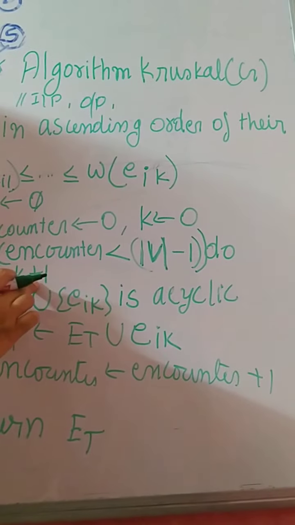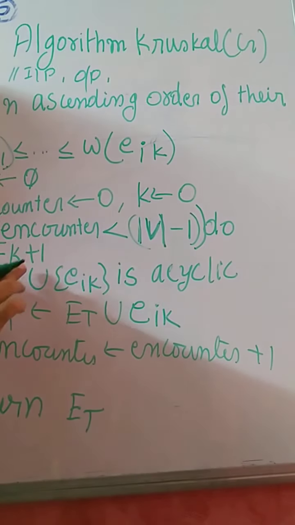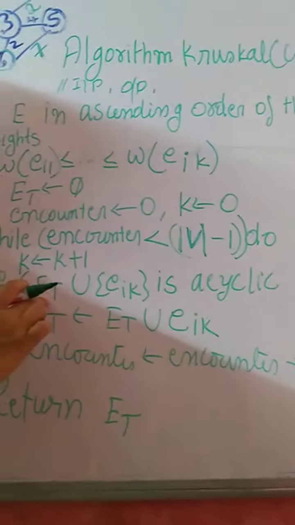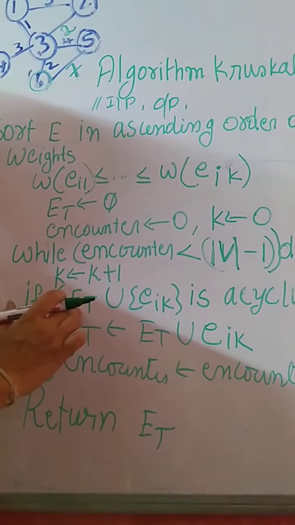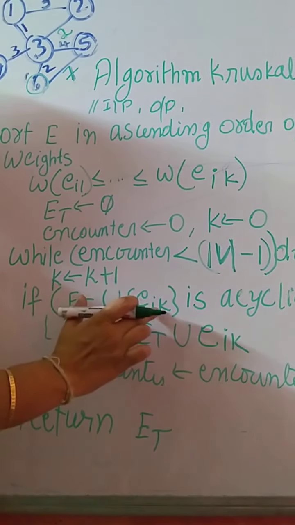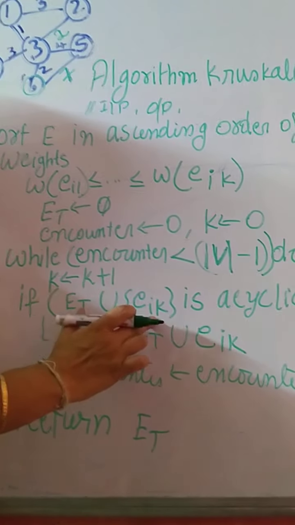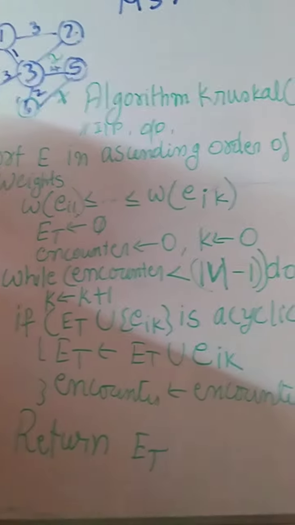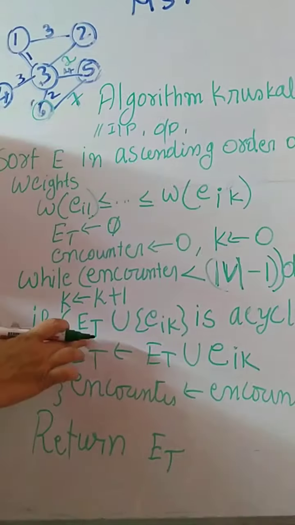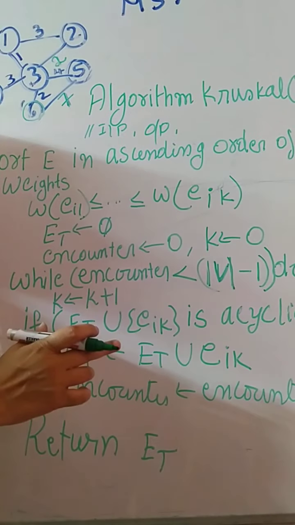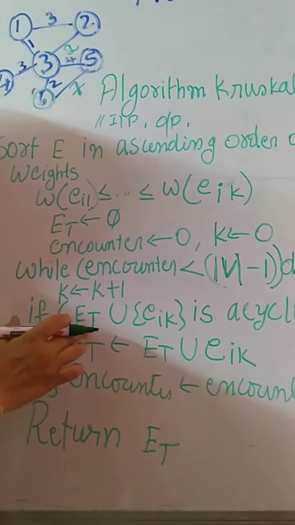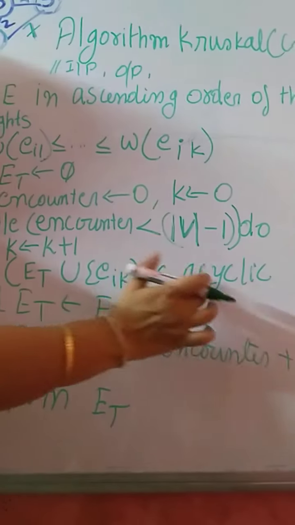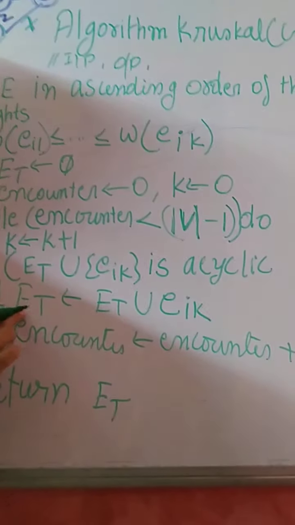Now k equals k plus 1 means consider the first edge. What is my ET initially? Null. Add the first edge to the ET. ET is initially null, so add the first edge to the partially constructed minimum spanning tree, if it doesn't form a cycle, that is, if adding this edge to the ET is acyclic. If adding an edge to the minimum spanning tree doesn't form a cycle, then add it to the ET.